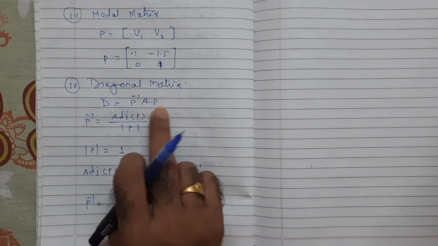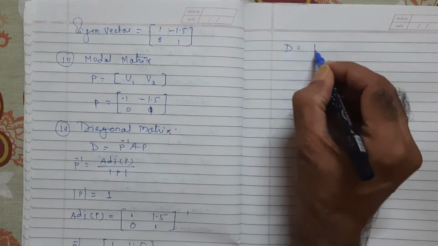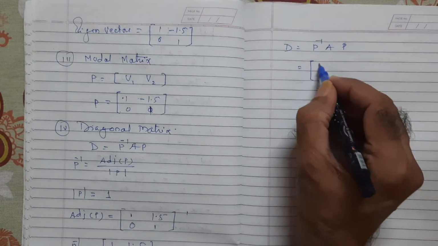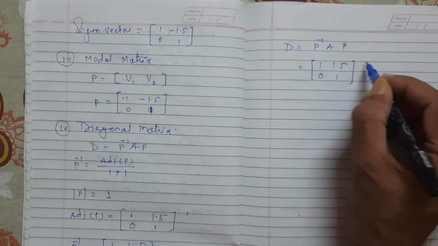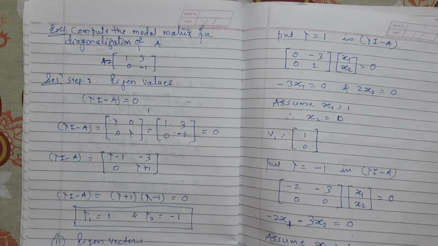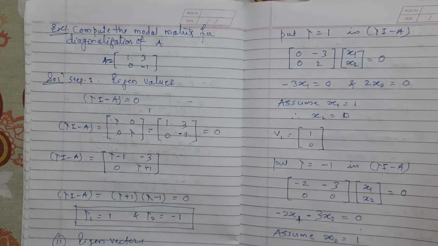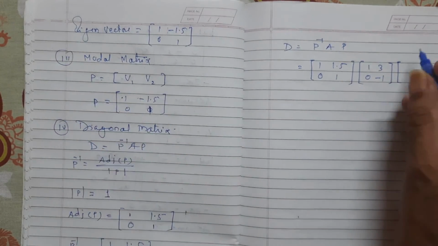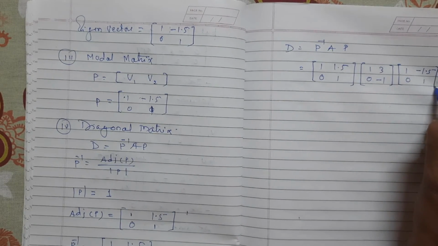Now we know P inverse, we know A, we know P. Now we will find out the D. D is equal to P inverse A into P. It is equal to P inverse, that is 1 0, 1.5 and 1, multiplied by A. A is how much? 1 3 0 minus 1, that is A, multiplied by P. P is how much? 1 minus 1.5, 0 and 1.